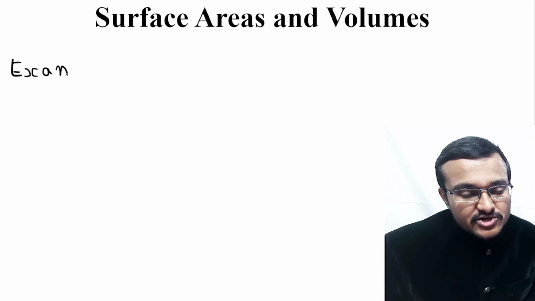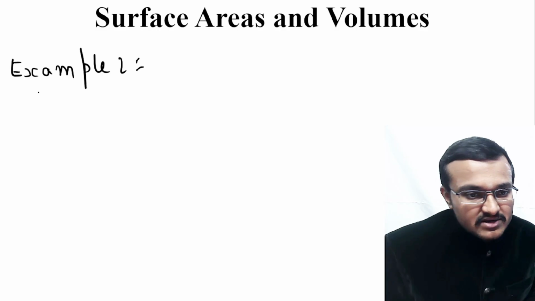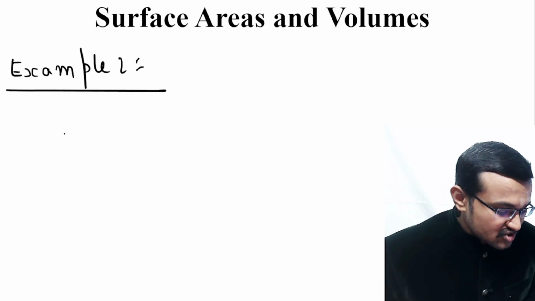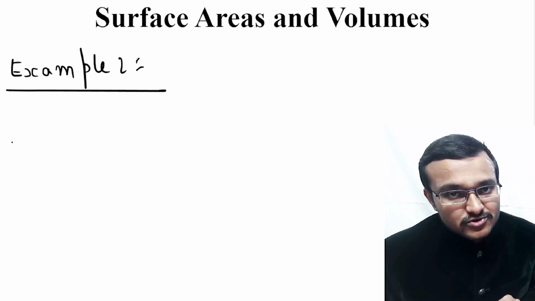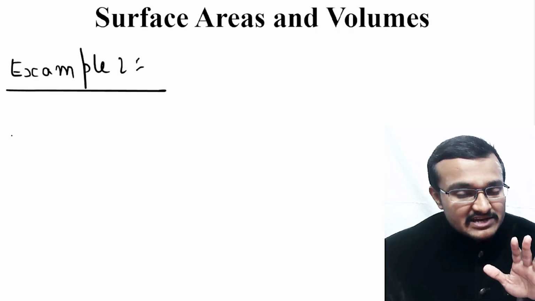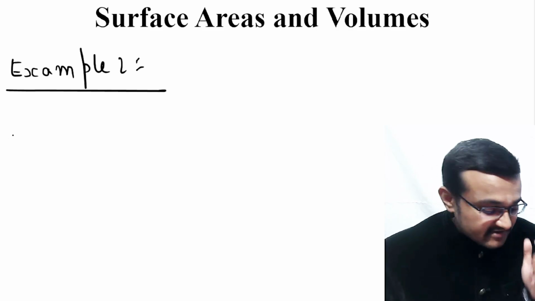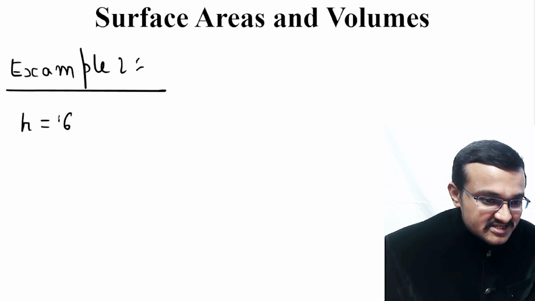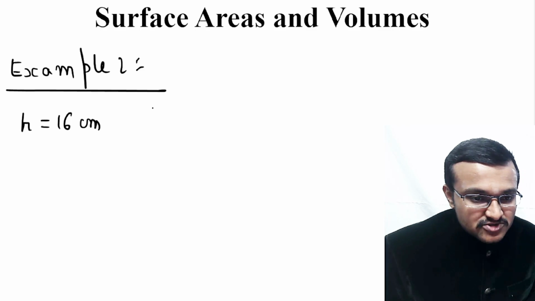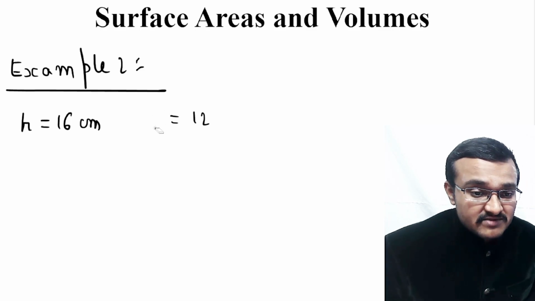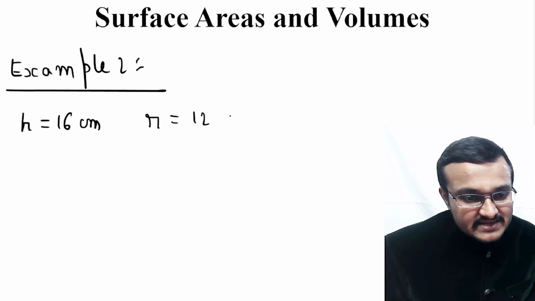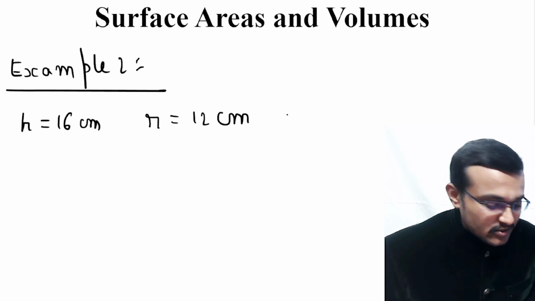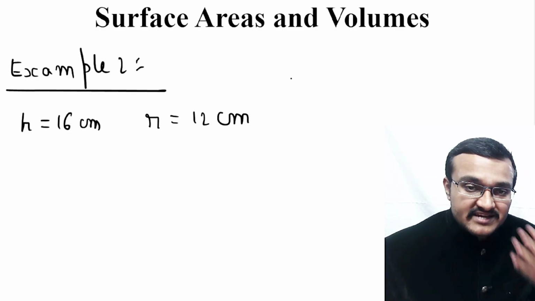Now we will move to the next example, example 2. In example 2, they have given the height of the cone. Here they have not given the l value, that is, they have not given the slant height; they have given the actual height of the cone. So the height of the cone is equal to 16 centimeter and the radius of the base of the cone, directly they have given r, so r is 12 centimeter. Now we have to find the curved surface area and total surface area both.